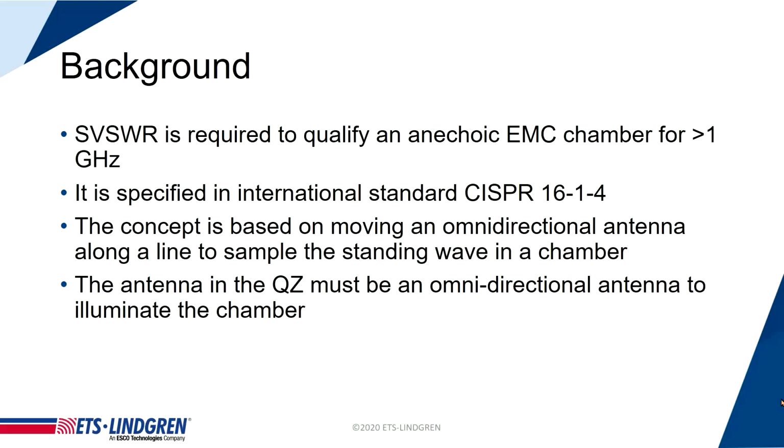The concept of the site VSWR method described by CISPR is based on using a probe antenna, which is omnidirectional. In this case, actually a transmit antenna in the CISPR measurement. Because of reciprocity, it really doesn't matter. But in this case, that antenna is an omnidirectional antenna. You move it along a linear line to sample the standing wave in the chamber. So this is very similar to how we traditionally do VSWR measurement in a slotted line.